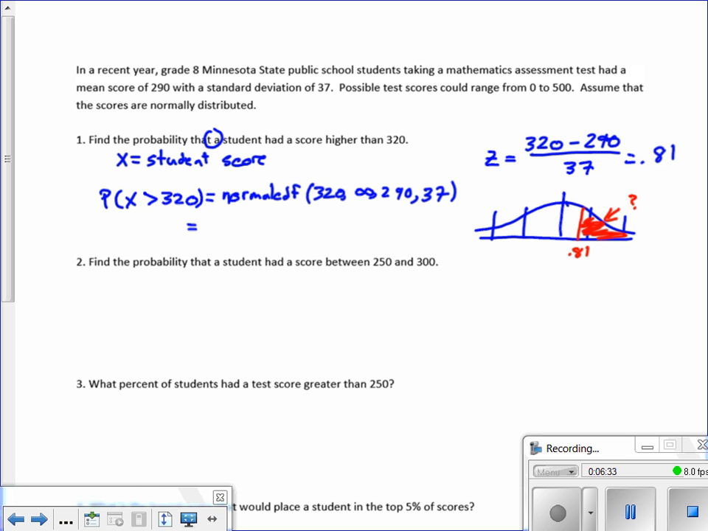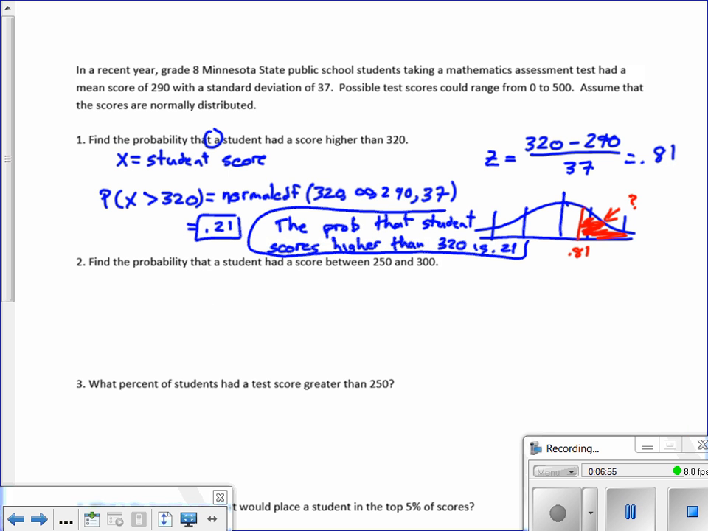And that probability is 0.21. So in other words, the probability that a student scores higher than 320 is 0.21. It's always good to write your answer in context. So there's your answer in context.